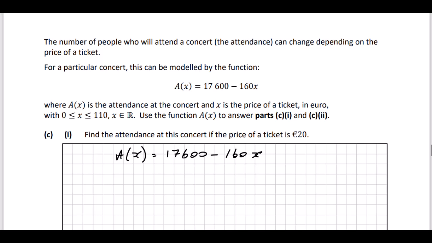Find the attendance at this concert if the price is 20 euros. So all you've got to do is a of 20. So that's 17,600 minus 160 times 20. Again, that's just some calculator work. You'll get 14,400. Okay, so that's it for part 1.